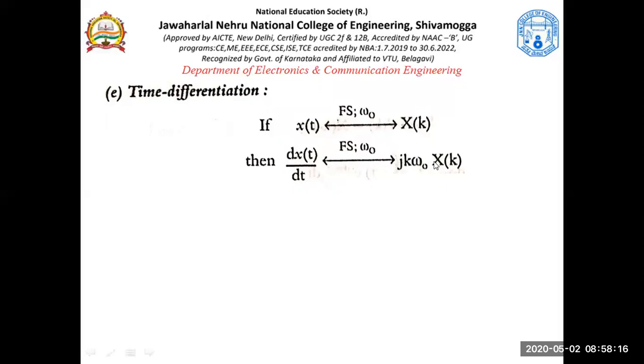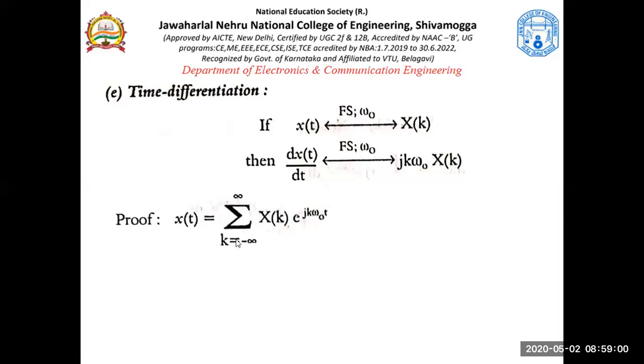What was happening there in z domain? You can compare and see. If we associate n with x of n, then it used to be minus z times d by dz of x of z. So it is differentiation in z domain there, while here it is differentiation in time domain. So there is a difference. We are not differentiating in frequency domain, rather we are differentiating in time. If you differentiate it in time domain, then you need an additional component j k omega naught along with x of k. So how is this true is what we'll see.